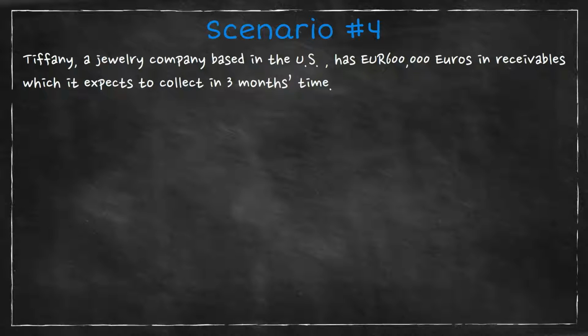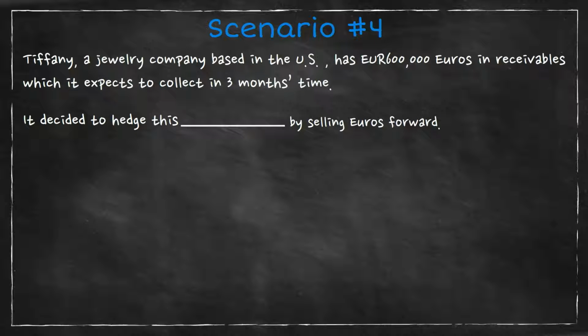Scenario number 4. Tiffany, a jewelry company based in the US, has 600,000 euros in receivables, which it expects to collect in 3 months' time. The company decided to hedge this exposure by selling euros forward.